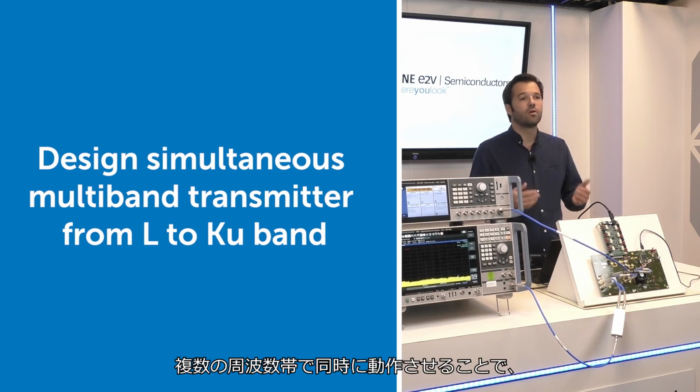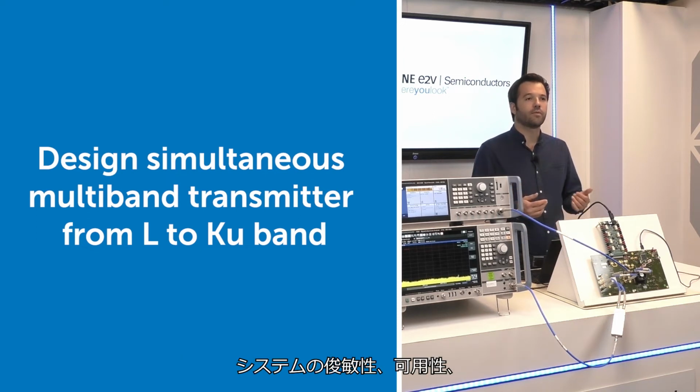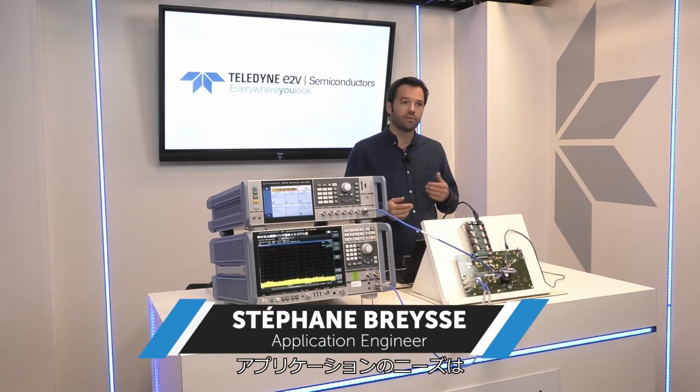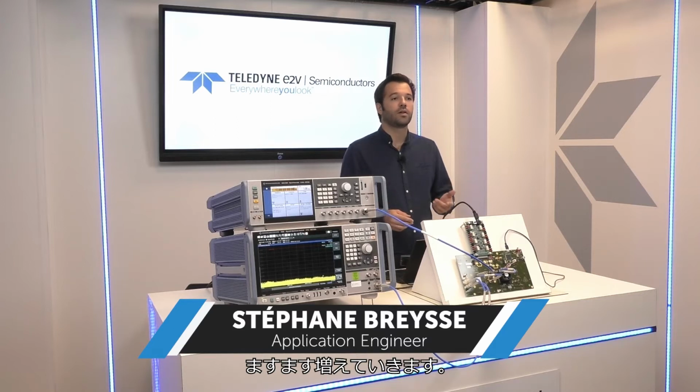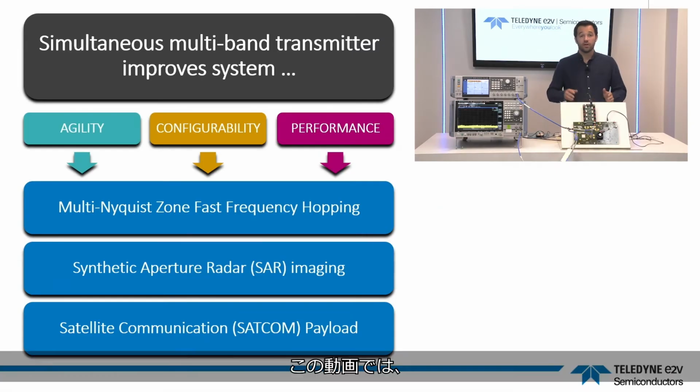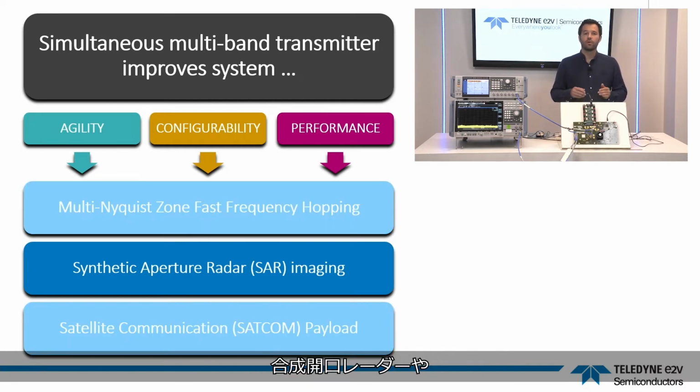A growing number of applications will benefit from working simultaneously in multiple frequency bands to improve system agility, configurability, and, in the end, performance. In this video, to demonstrate the feasibility of designing a powerful multi-band transmitter, we will focus on the use case of a synthetic aperture radar or SAR imaging system.